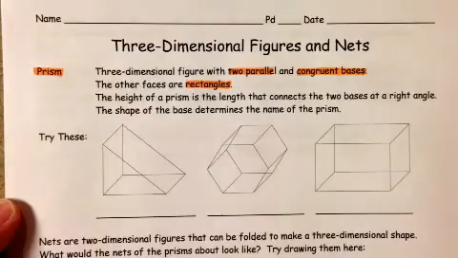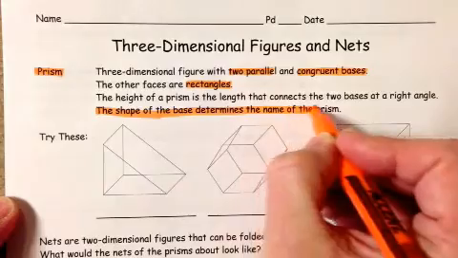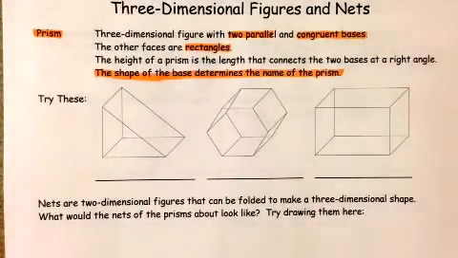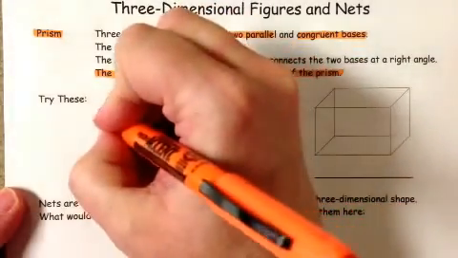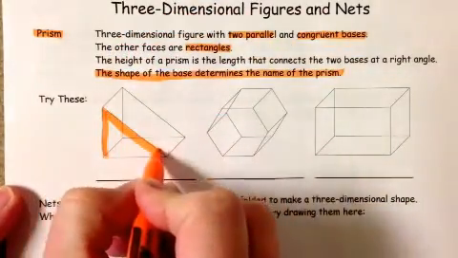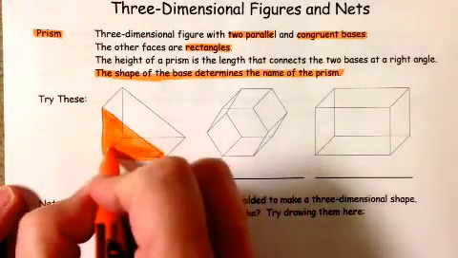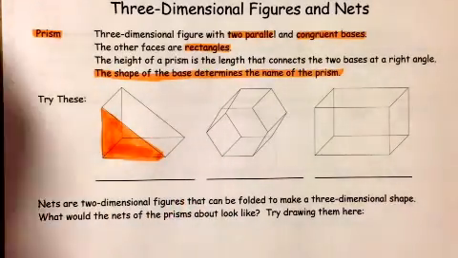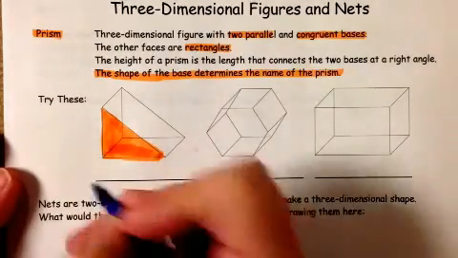The shape of the base determines the name of the prism. Highlight that sentence. The shape of the base determines the name of the prism. If we look at this first shape here, we can see that the two parallel and congruent bases would be the triangles. So highlight in your triangle. And because we name the shape based on its base, and all the other faces are rectangles, that makes this a triangular prism.